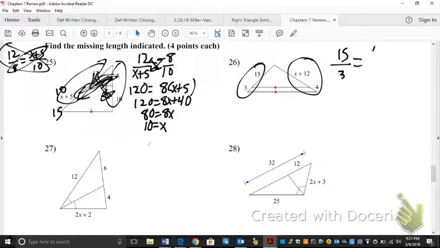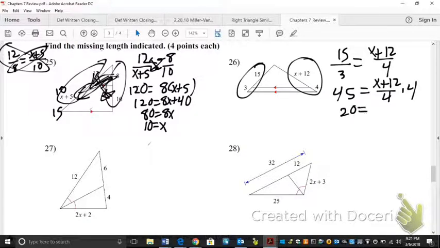26, repeat. 15 over 3 equals x plus 12 over 4. Now I'm going to make my life easier here by reducing. So we get 5. 15 divided by 3 is 5. x plus 12 over 4. Now I just treat this like a regular algebra problem. Multiply both sides by 4. I get 20 equals x plus 12. Subtract 12 from both sides, and I get x equals 8.